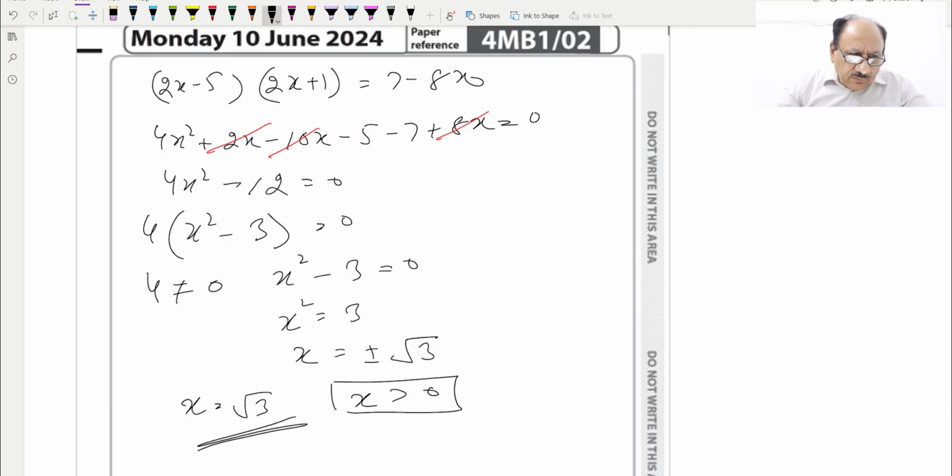They have mentioned basically that x is greater than 1. So that's why we are not taking the negative value.